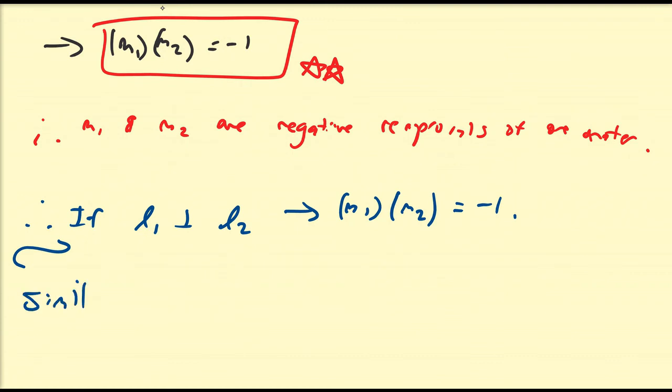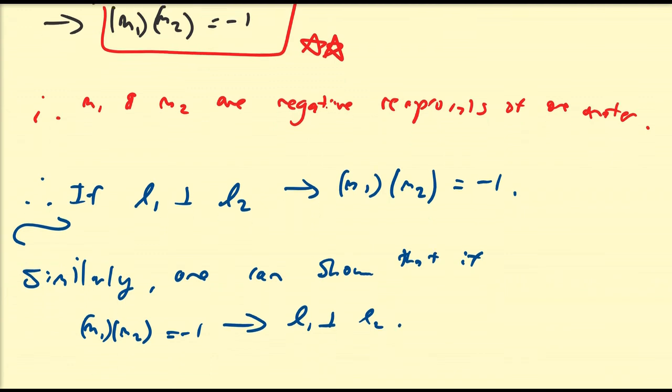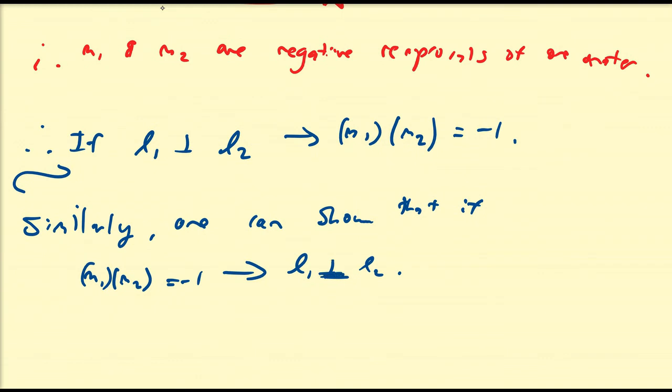Similarly, one can show that if m1 times m2 is equal to negative 1, then this will imply that L1 is perpendicular to L2. That is the only possible way that this can be true, is if they are perpendicular. That is, you can't have negative reciprocal slopes and they be parallel, or they meet at a 30-degree angle or something like that. And I'm not going to prove this. I'll leave that to the interested reader.